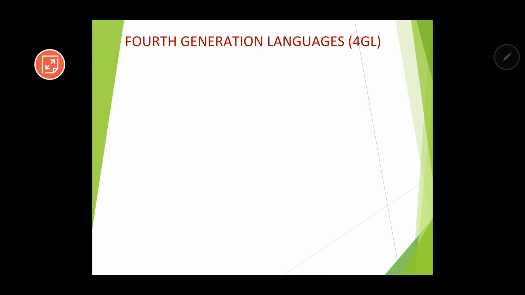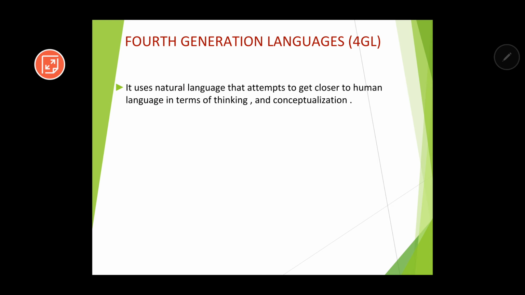Next, we come to the last type of computer languages, which is the fourth generation language. It is much simpler as compared to even high level language. Okay, so it uses natural language that attempts to get closer to human language in terms of thinking and conceptualization. That means the programs written in fourth generation language will be similar to the way in which we talk naturally. Okay, so it is very user friendly, as it is easier as compared to high level language. Also it is very much user friendly.